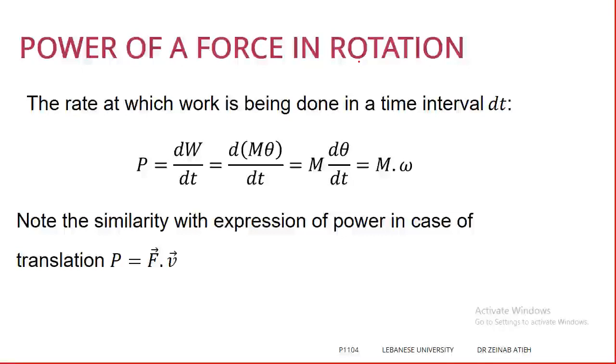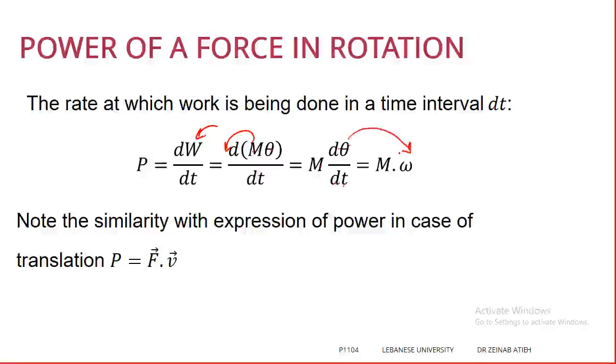Okay, now let's calculate the power. As you can see, the power is the rate of change of work. So simply insert the work formula inside here, and we will get M times theta derivative. If I'm talking about a force with constant moment, the moment gets out, so I will get M d theta over dt. d theta over dt will give me omega.